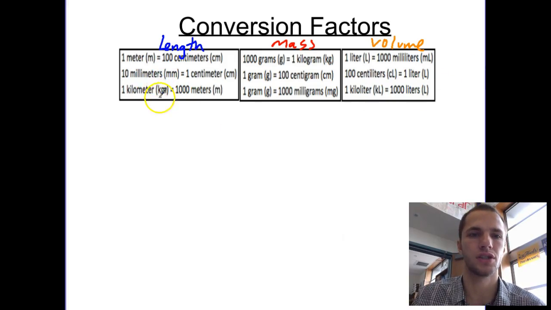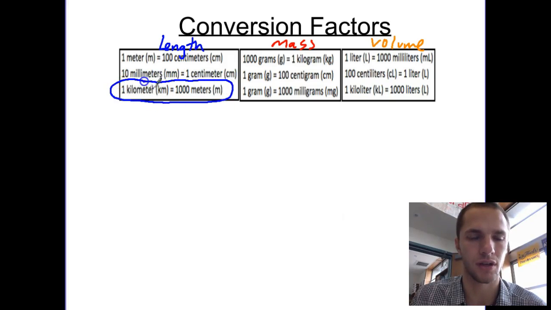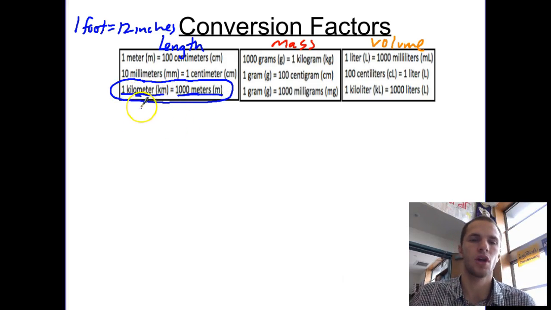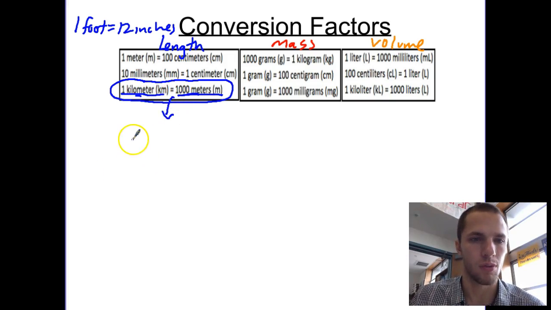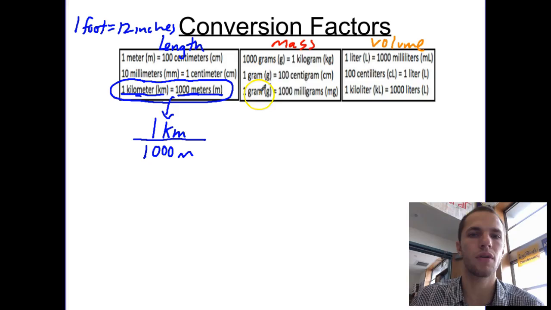Each one of these is a relationship. So let's look at this example right here that says 1 kilometer, km, equals 1,000 meters. This is a relationship between kilometers and meters. Just like we know that in 1 foot there are 12 inches, 1 kilometer is the same thing as 1,000 meters. So we can write any relationship like this in the form of a fraction, where we put one of the units on top. So let's just put 1 kilometer, km, on top, and 1,000 meters on the bottom. We can do that with any one of these.